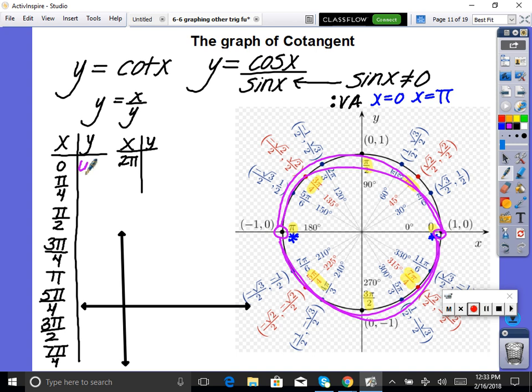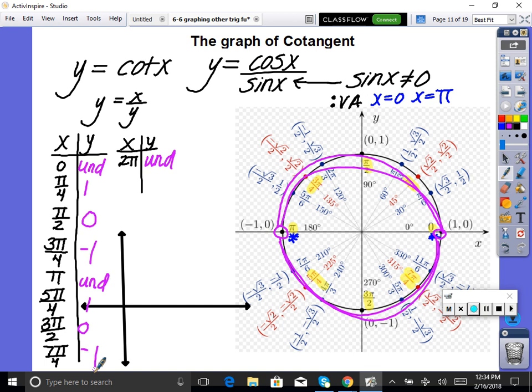Notice at zero, we're undefined. Then at pi, we're undefined, and at 2 pi, we're undefined. Anytime we hit those places, it will be undefined. Then at pi fourths, we're at 1, aren't we? Just like with tangent. And then at pi halves, we're at 0, and at 3 pi fourths, we're at negative 1. Isn't this pattern very similar to tangent? Yes, almost identical. So undefined, 1, 0, negative 1. This is literally tangent, but decreasing. Just the asymptotes are in different spots.